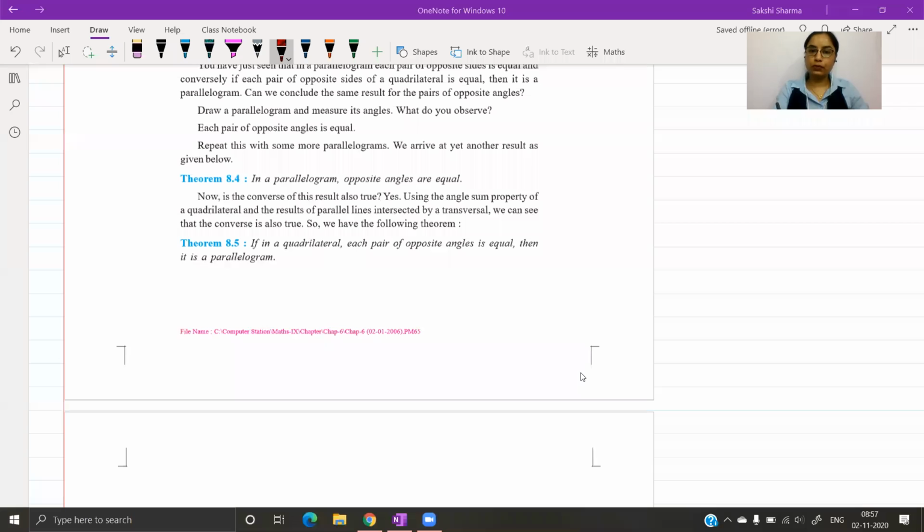Now, the converse of this. Converse means if there is a quadrilateral in which opposite angles are equal, can you prove that quadrilateral is a parallelogram? So let us say that we have a quadrilateral here, A, B, C, D, and you're only given that angle A is equal to angle C, angle B is equal to angle D. Can you prove that this is a parallelogram?